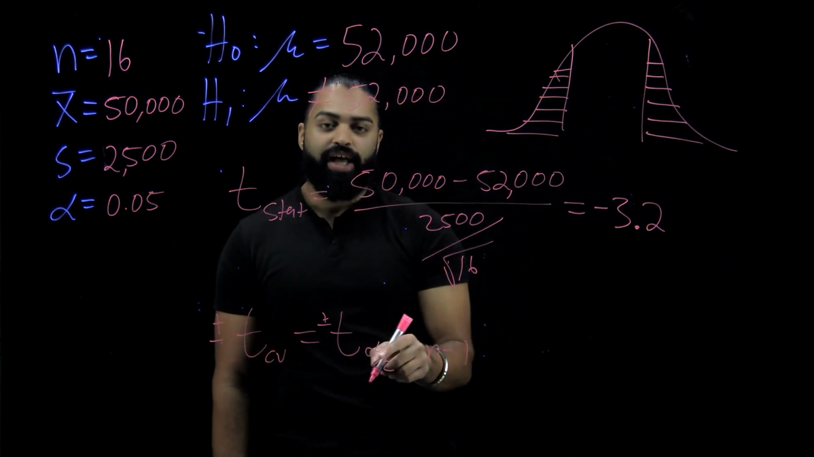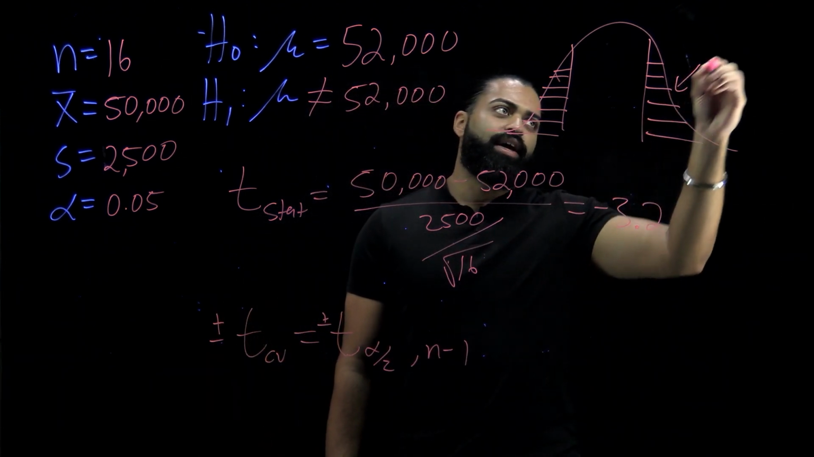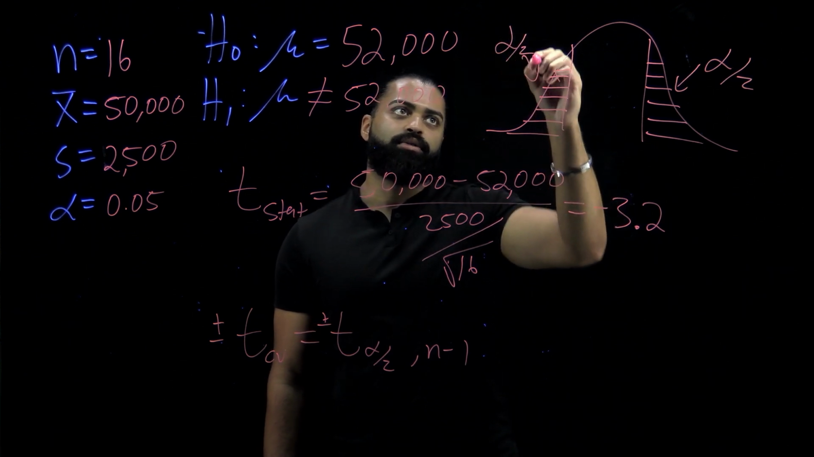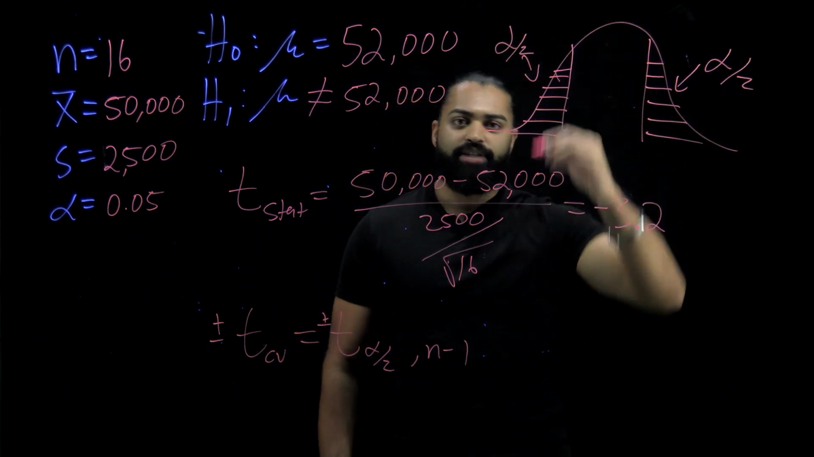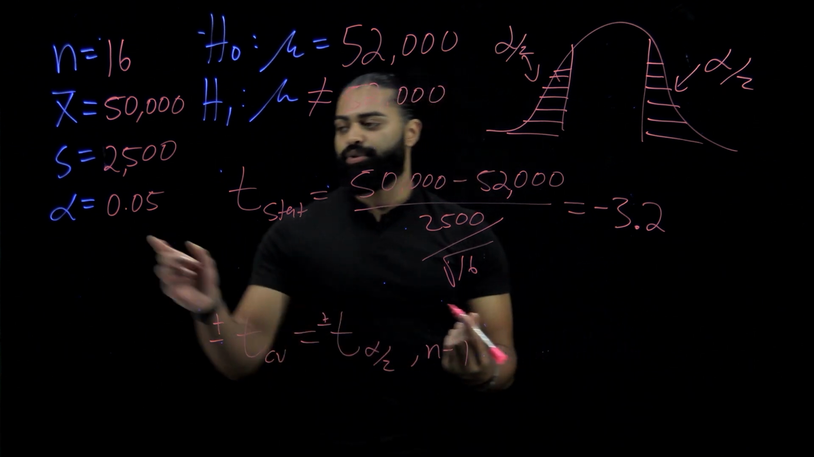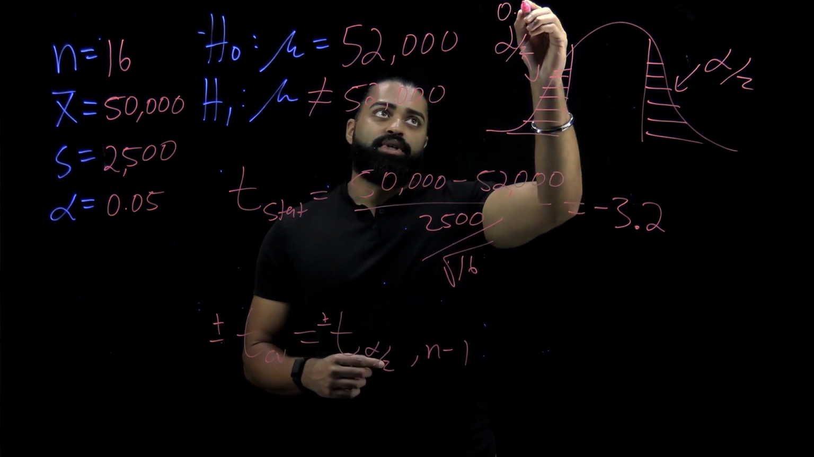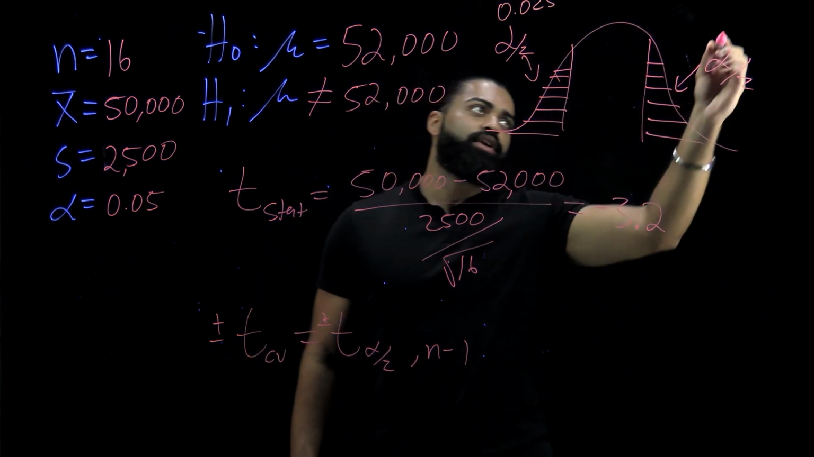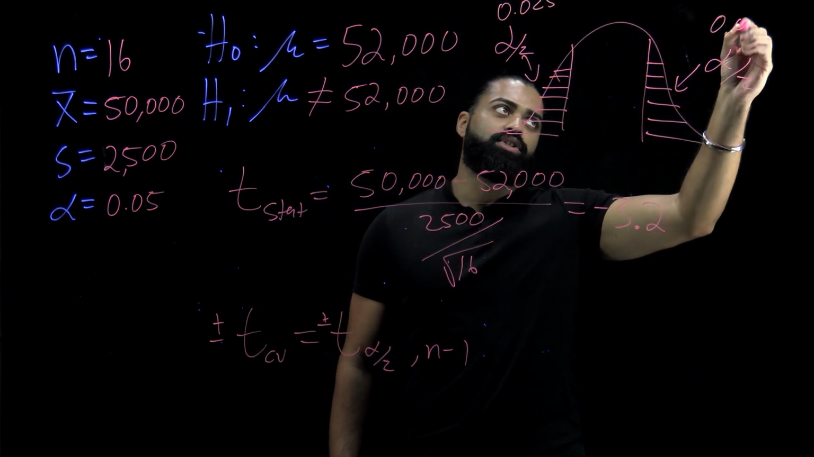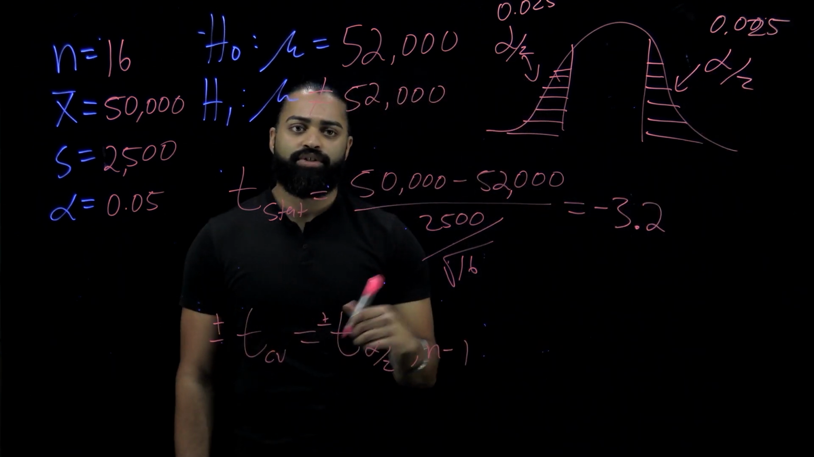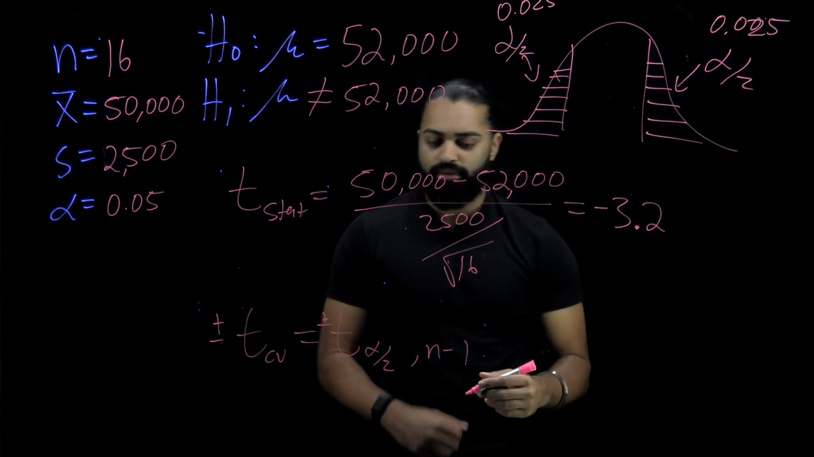So the reason why we do alpha divided by 2: this area right here is alpha divided by 2, and this area right here is alpha divided by 2. If we add both of them together, it's going to equal alpha. So in this case, if we do alpha divided by 2, this shaded region should be 0.025 of the curve, and this shaded region should be 0.025 of the curve as well. So it's going to be 5%, which is what we have here.